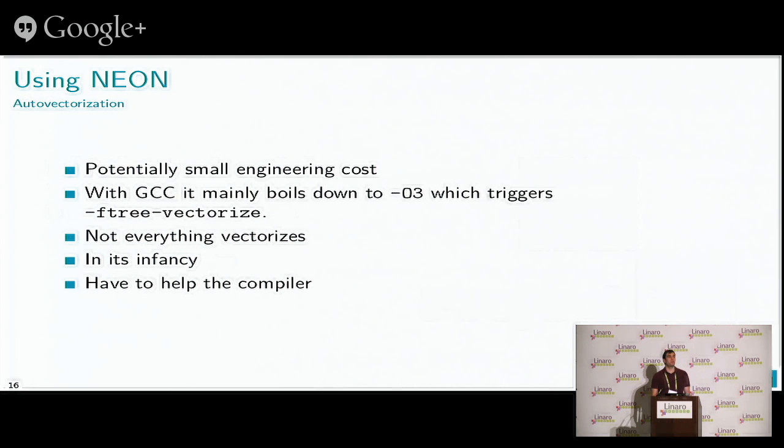The next way you can use Neon is autovectorization. There's potentially a small engineering cost, because you have very little modification to do to your code, and basically you let the compiler do the work. If you're using GCC, it mainly boils down to using -O3, which triggers -ftree-vectorize. Unfortunately, not everything is wonderful in this world, and not everything vectorizes. I would argue that the technology is still in its infancy. Compiler engineers might argue otherwise, but to an end user, there are many things which don't vectorize where you would expect them to. And most of the time, you have to help the compiler.